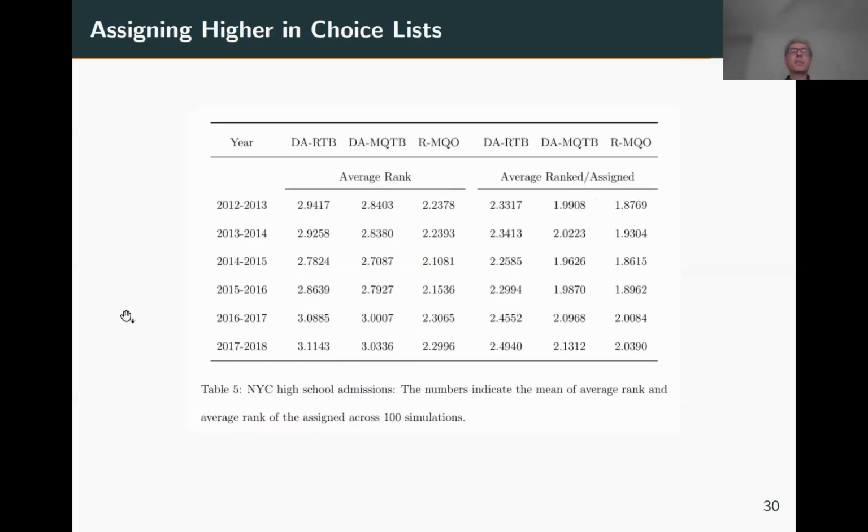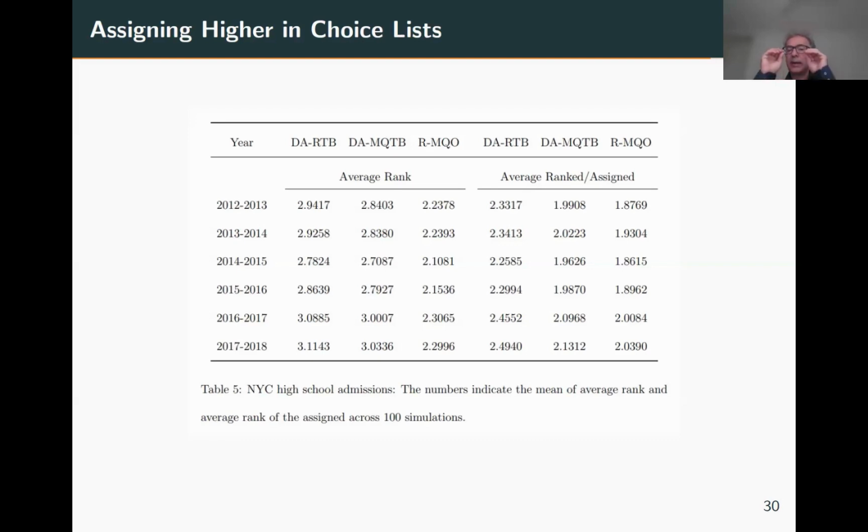Finally, there are many stable assignments, but we may want to pick one that actually assigns kids higher in their choice list. When we do that, or when we do the other ones, we know we are going to lose strategy proofness, right? But that is a real problem for applications. There are districts who actually aim to increase the rank of assignments in their admission systems.